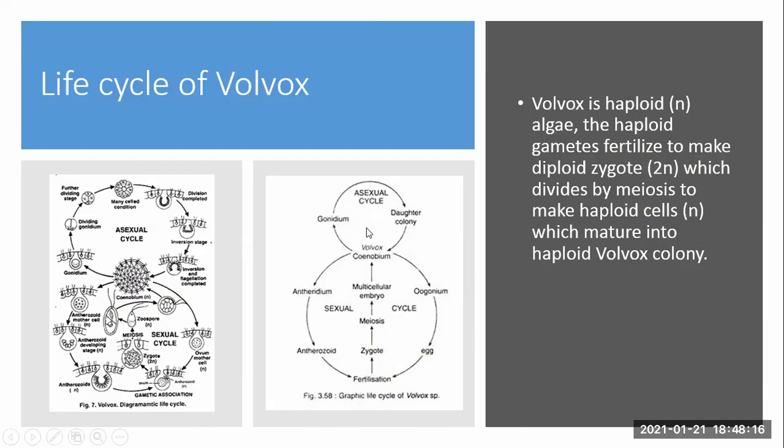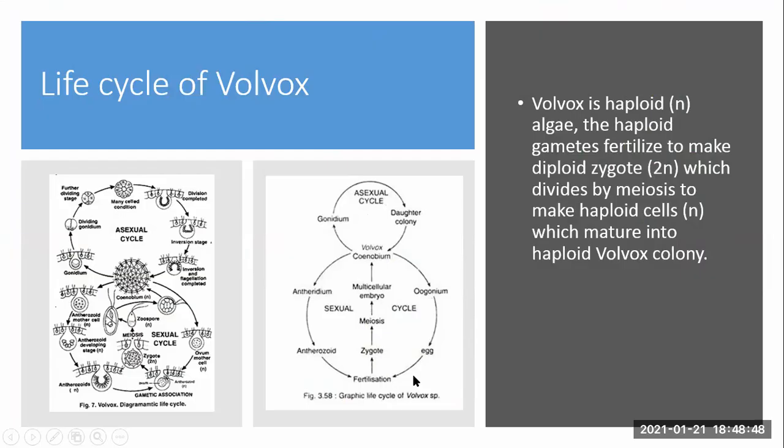Asexual cycle. In this, the Volvox coenobium forms a new colony by means of the asexual mode. With the sexual mode of life cycle, Volvox forms antheridium, which is the male part, and oogonium, which is the female part. From the antheridium, antherozoids are formed. From the oogonium, the egg is formed. Both are haploid in nature.